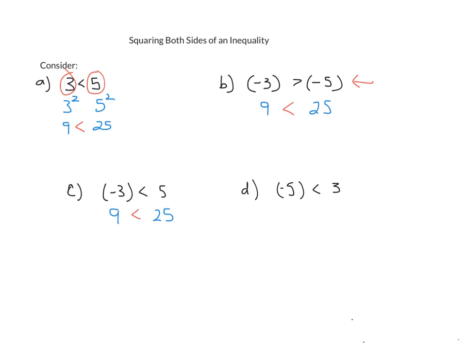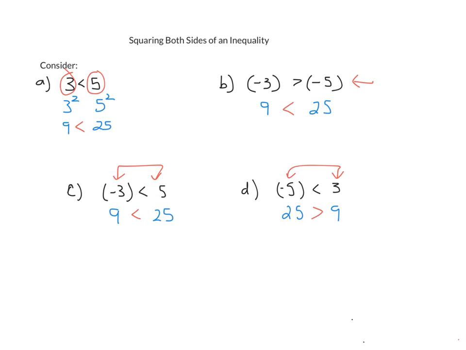Well, let's see. In part D, I have negative 5 being less than 3. That's true. If I square both sides, I'm going to end up with a 25, and 3 squared is 9. Oh, look at that. Now our inequality is flipped. So really, we had a negative and a positive in both cases. It's not like I flipped my negative to one side and my positive to the other. In one case, we ended up having to flip the inequality. In the other case, we didn't.